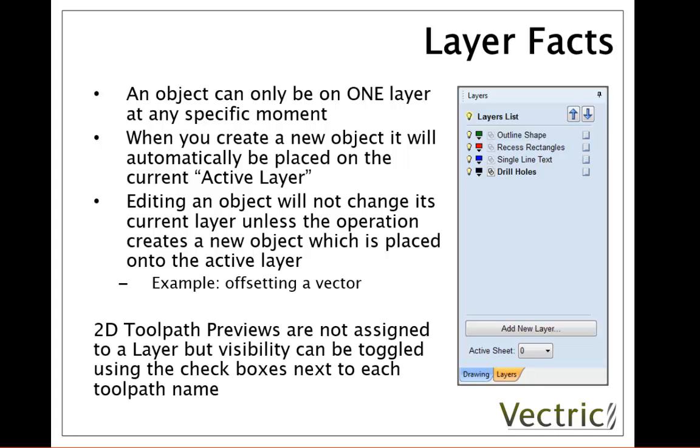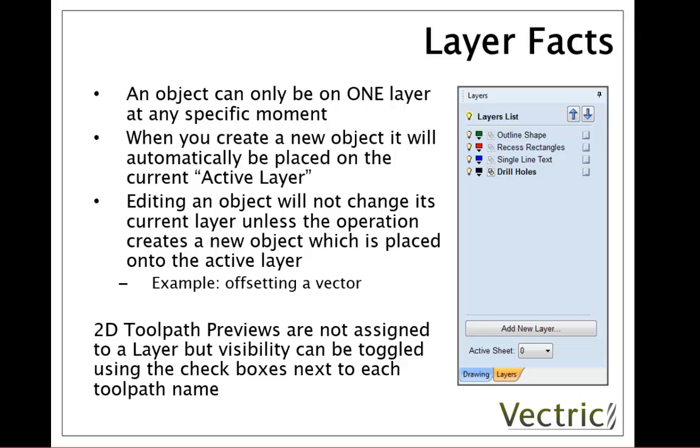Now, one thing that you will see in the 2D view are toolpath previews. These are a special kind of object that is not assigned to a layer, but the visibility of those can be toggled using the checkboxes next to the toolpath name in the toolpath list. So they're not on a layer, and you can't make those invisible by toggling any of the layers. You have to do that from the toolpath list. So that's the one 2D entity that isn't governed by the layers.